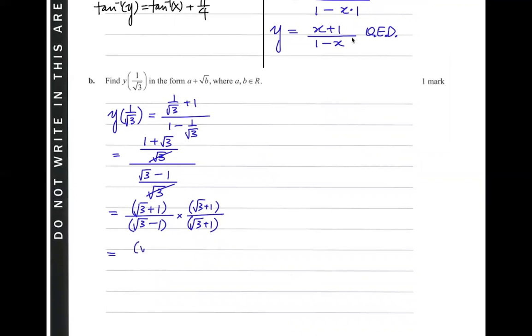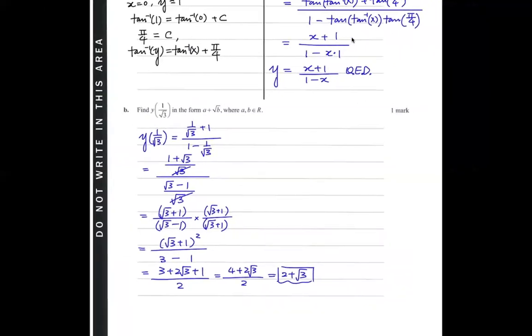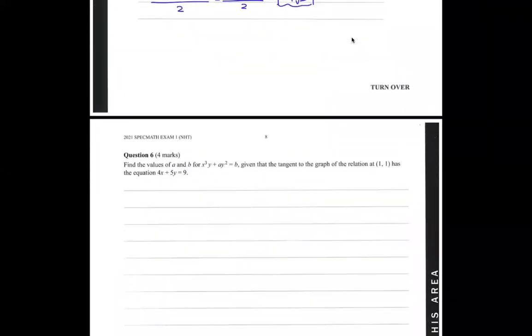Okay, so the top will be (root 3 plus 1) squared divided by 3 minus 1. 3 plus 2 root 3 plus 1 over 2. And this should be 4 plus 2 root 3 over 2. The answer in most simplified form will be 2 plus root 3. Okay, so that's it. And let's have a look at question 6.